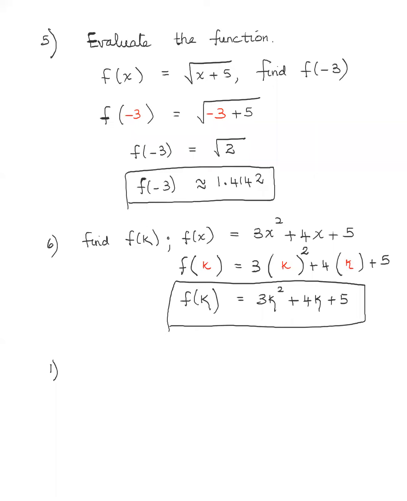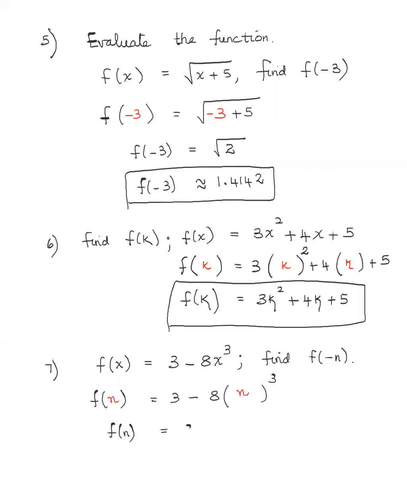And number 7, we have to find f of x equals 3 minus 8x to the third, and we are finding f of negative n. So we are replacing all the x by n. So we get f of n equals 3 minus 8n to the power 3.